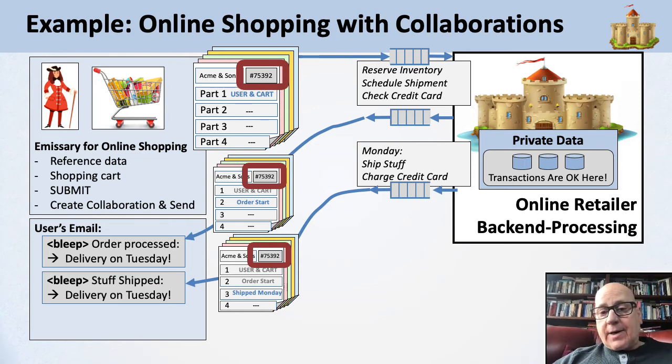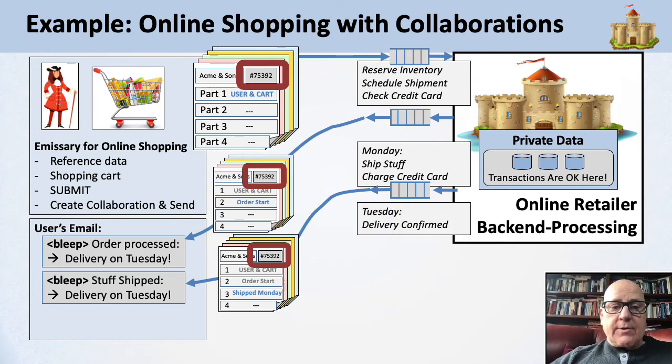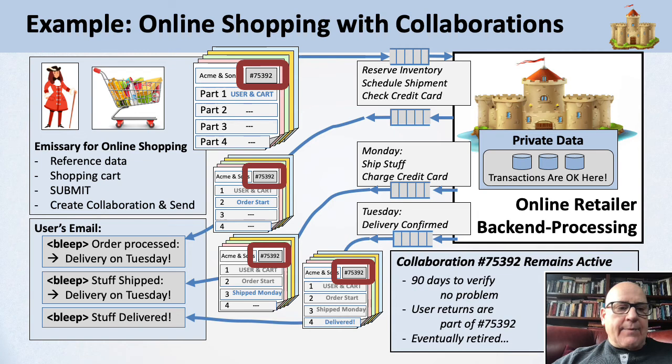Now that back-end processing guy is interacting with the shipper, doing his own things with the shipping company on the other side, but it finds out that the stuff arrived at my doorstep on Tuesday, so I get yet another email confirming the delivery, and that bleeps my email. Now that collaboration, number 75392, remains active.